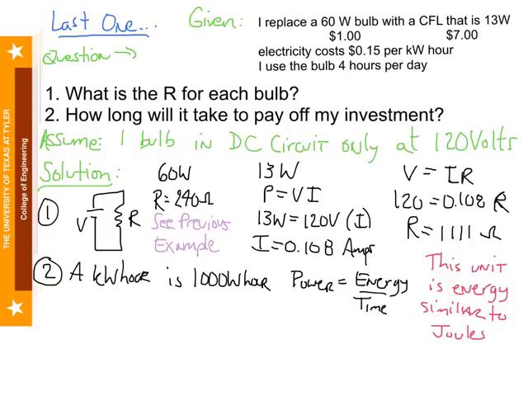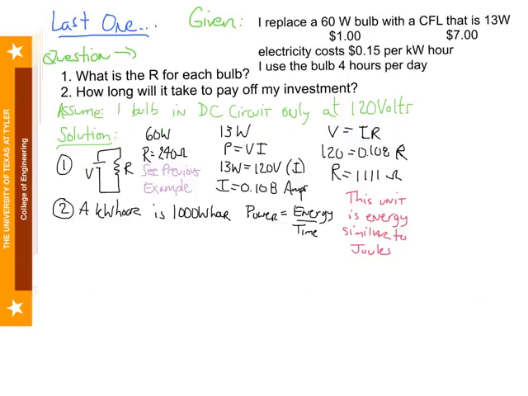So if energy is equal to power times time, using that same relationship, we can look at that for our 60 watt bulb. We have energy equals power times time.